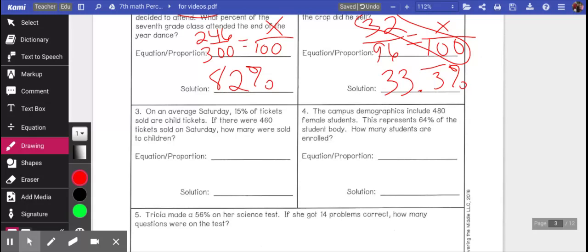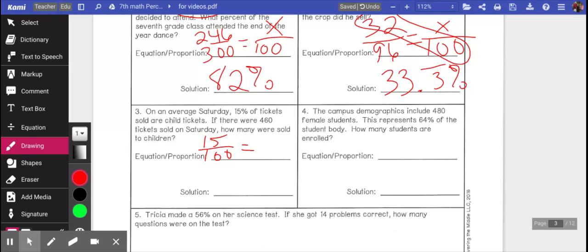Number 3, on an average Saturday, 15% of tickets sold are child's tickets. If there were 460 tickets sold, how many were sold to children? On this one, I'm going to put my 100 down for my percent, and they give me 15%. That should be easy. We don't turn it to a decimal or anything. We just leave it, because 15 over 100 is the same as 15%.